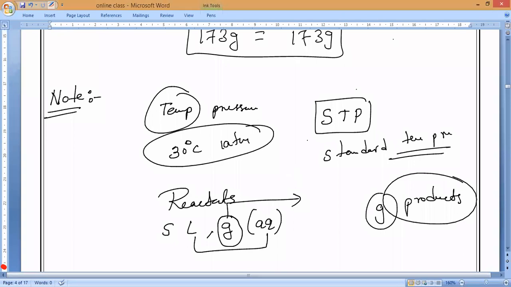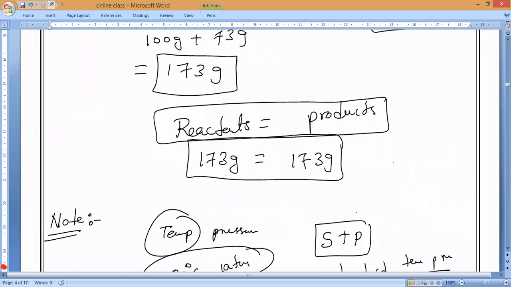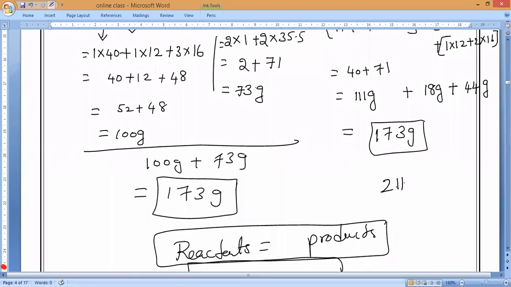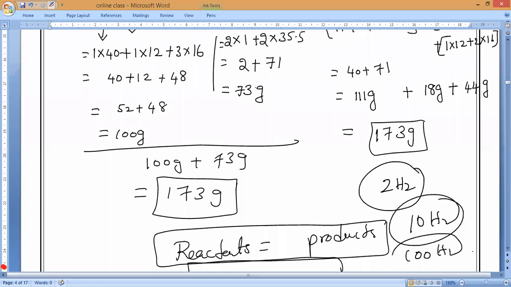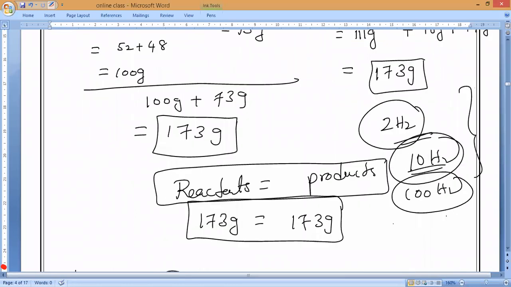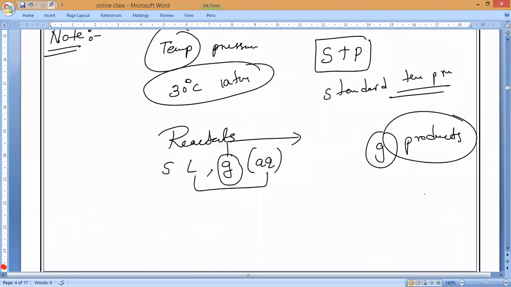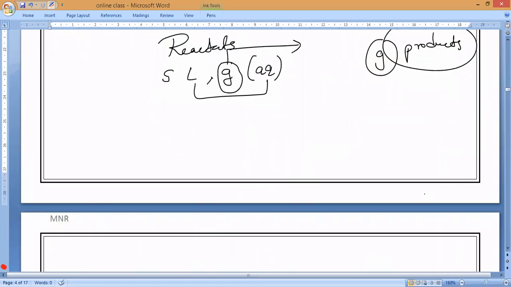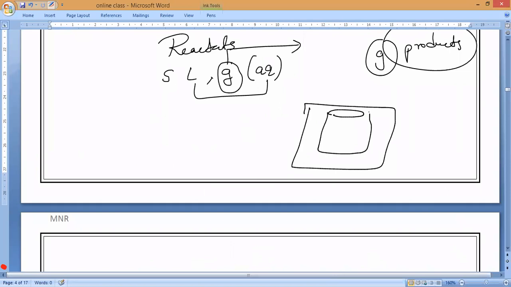So how much gas is coming? I don't know, because I need to take a 1 liter container or a 10 liter container or a big container. How can I know? A balanced chemical equation gives the information of how many moles, for example 2 moles, 10 moles or 100 moles of hydrogen gas are releasing. Is it possible to store different amounts of gas in the same container? No. So the balanced chemical equation tells the required container size to store the gas released in the products.